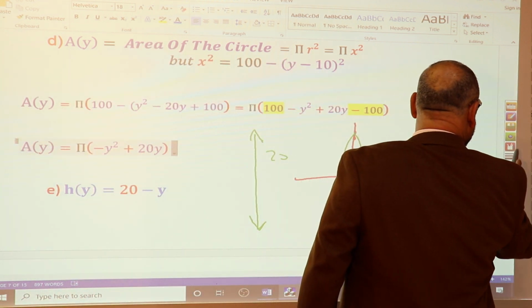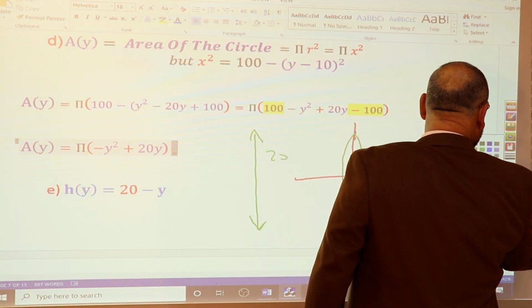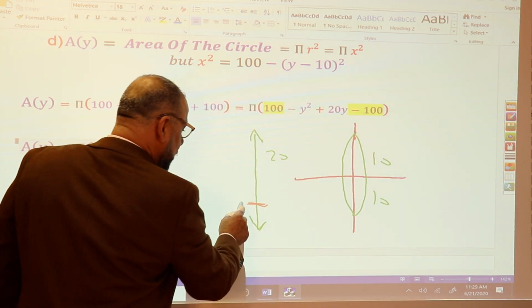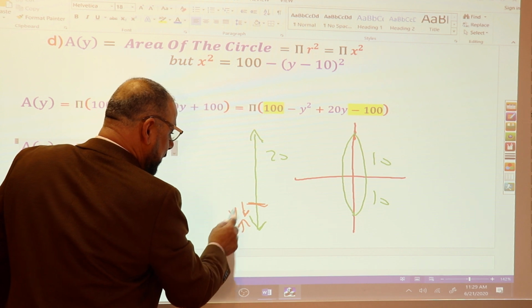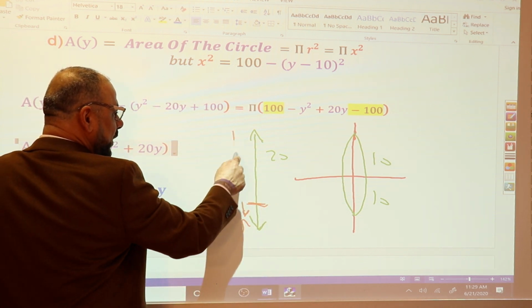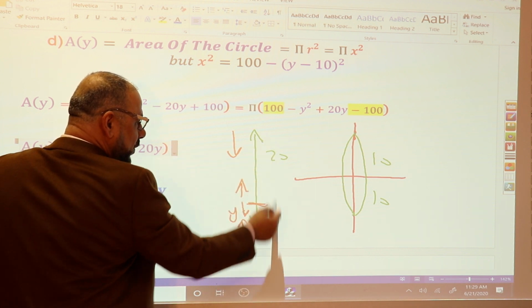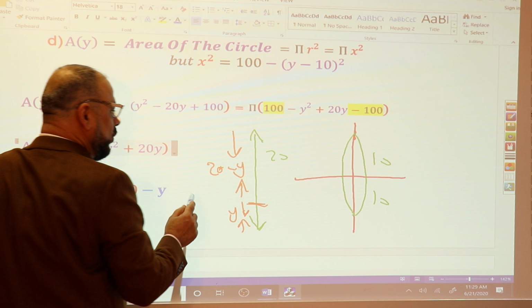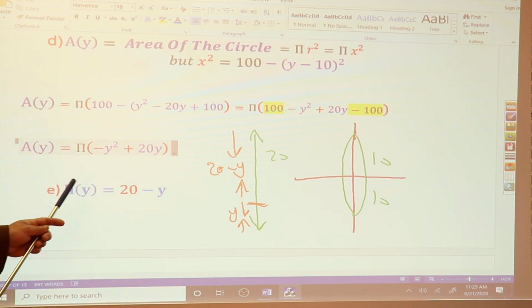the height will change. This is the height y. Every minute, every second, what is left from here to here? If all this is 20, how much is left? 20 minus what? 20 minus y. Because the height is 20 minus y.